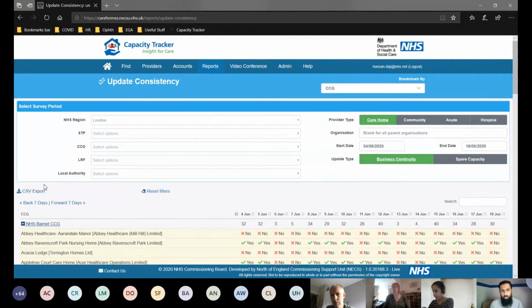Sorry, the other thing to mention again with all these reports, they have a CSV export. So it'll give you the information in an Excel format. The one thing to note is that the report might look slightly different, especially with the percentages. You might just have to change the formatting of the cells to change it into a percentage, but that will give you that information to export.